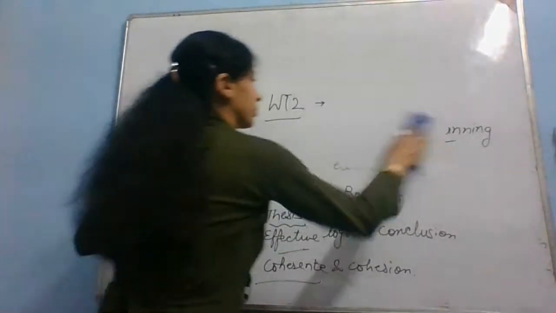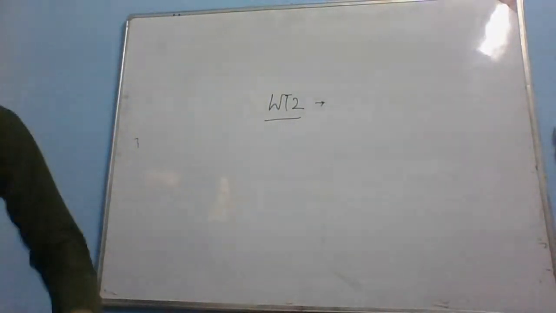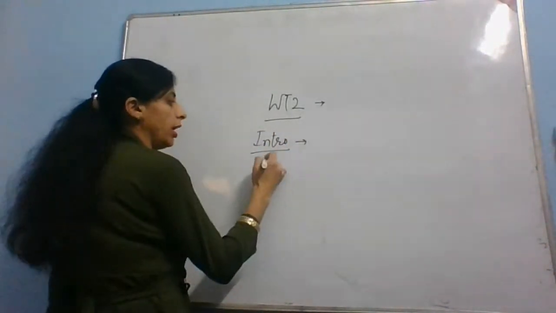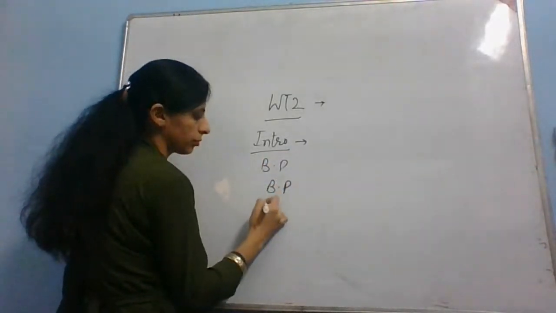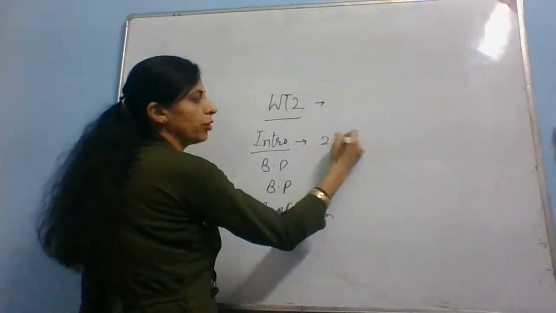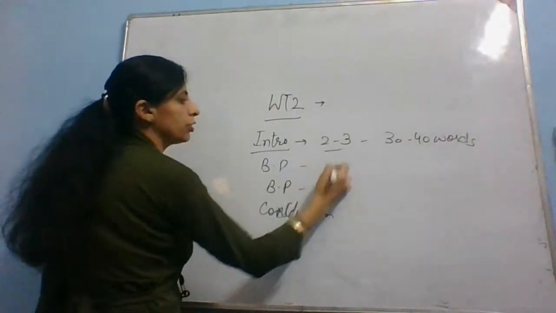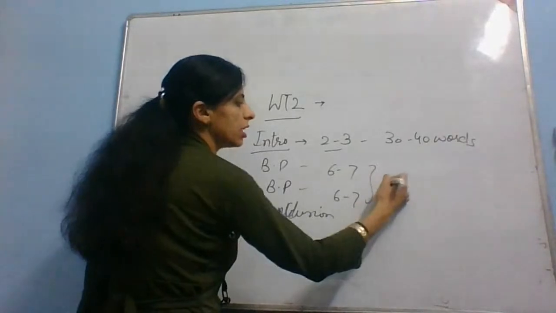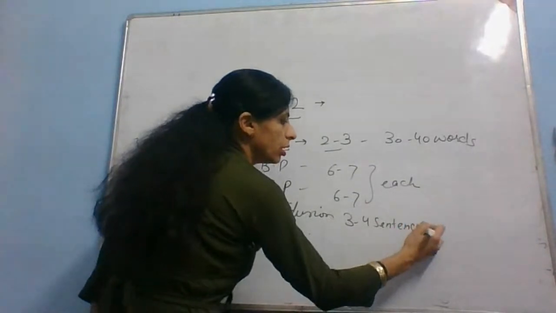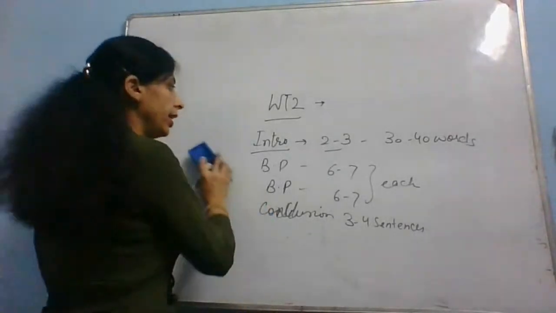Moving ahead, when I talk about the writing task, what do you need to do after that? How to write the introduction? Everybody knows, in the intro we have to write 2 to 3 sentences, 30 to 40 words maximum. Here it should be 6 to 7 sentences each, and this again 3 to 4 sentences. Okay, this is the basic thing for everyone. If you don't know about it, now you do, and if you know it, that's really good.